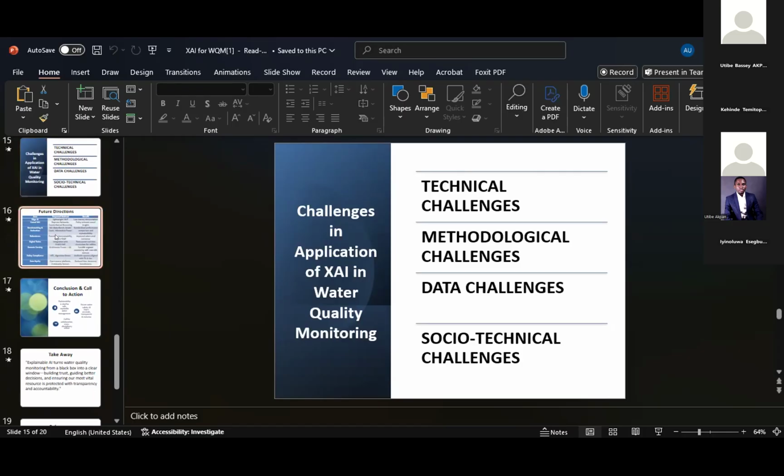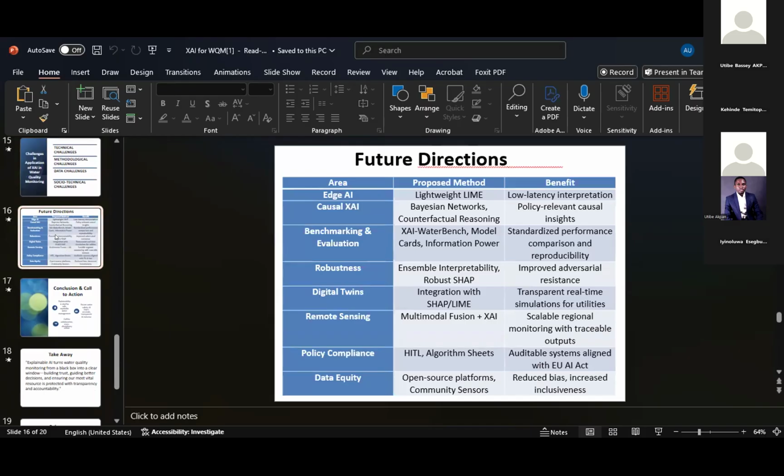Next slide, please. These are the future directions. Explainable AI is good, but we also need to incorporate other aspects of learning and machine learning models. For example, we have the benchmarking and the evaluation, we have the robustness. These are the areas we can deal with in the future. Also, we have the remote sensing, the GIS, geographical information system. Also, we have the policy compliance and equity. These are the areas whereby we can work in the future.